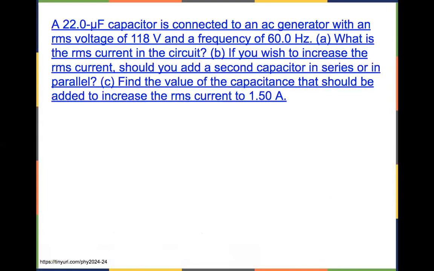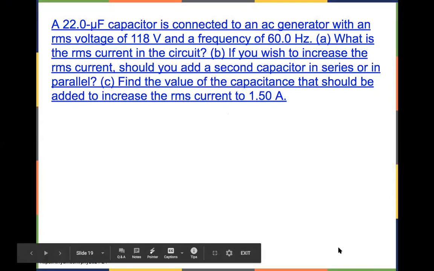All right, let's take a look at a second example here on capacitance. This one says there's a 22 microfarad capacitor connected to an AC generator, okay? So an AC generator means it provides AC power, or an AC power source, with an RMS voltage of 118 and a frequency of 60 Hertz. What's the RMS current in the circuit? Okay, so we can take a look at this one together, I think.